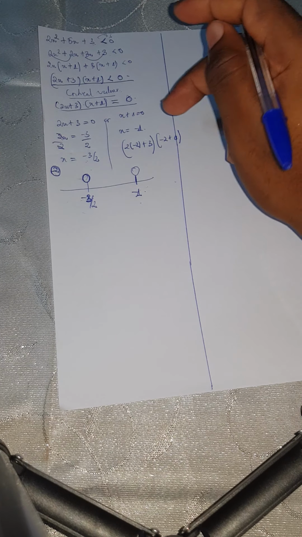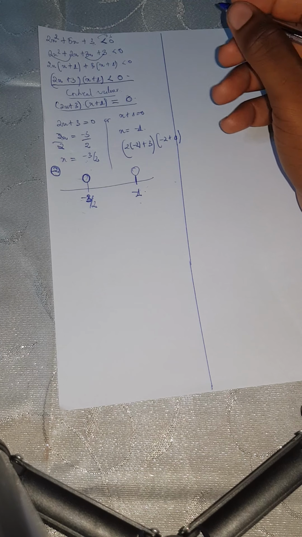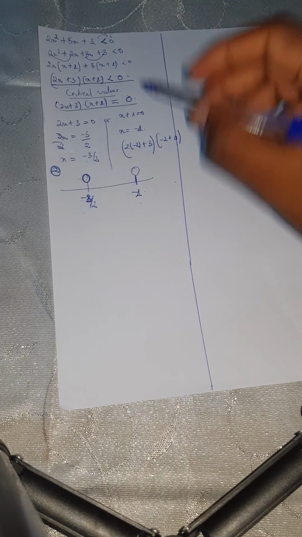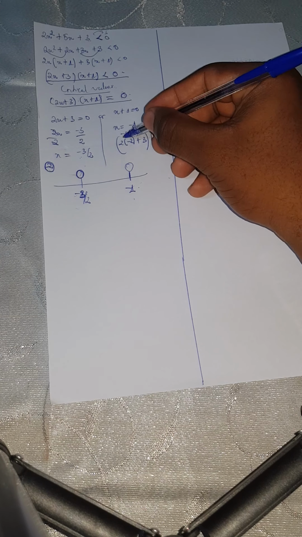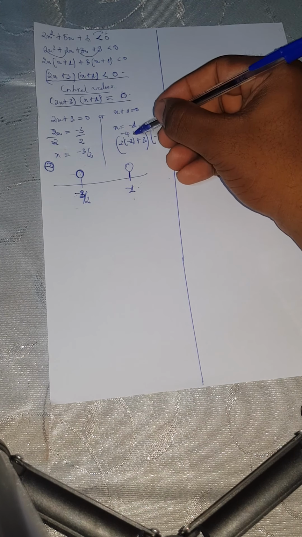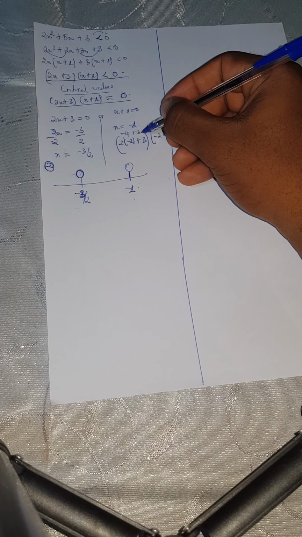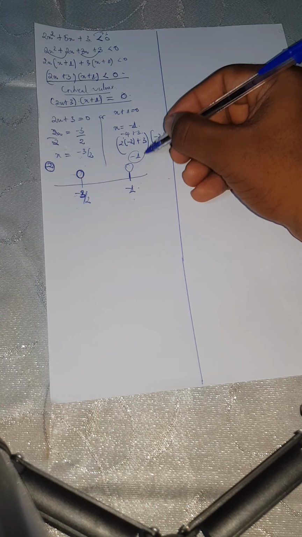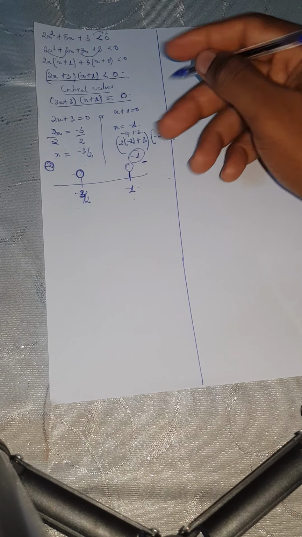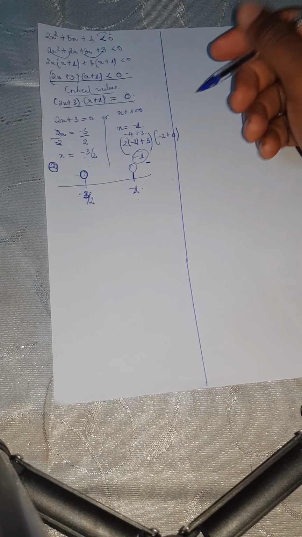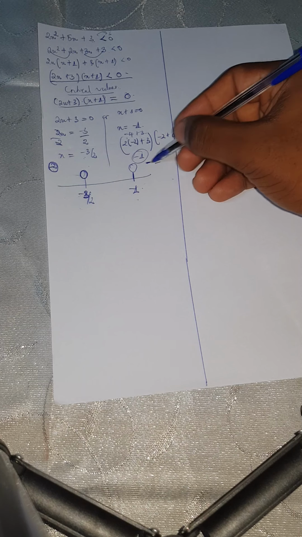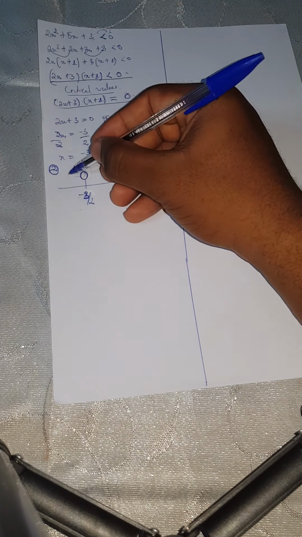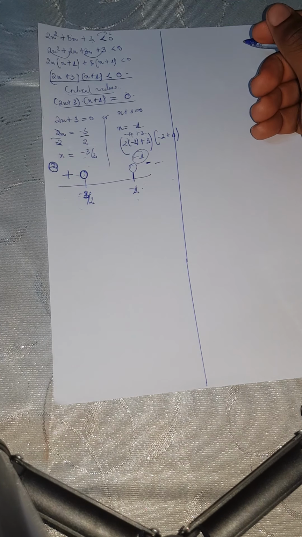The value, is it positive or negative? That's what we're trying to find. So 2 times negative 2 is negative 4. Negative 4 plus 3 is going to give negative 1, which is a negative value. I just maintain the negative because I want to find the sign. Then 2 times negative 2 is negative 4, plus 1 gives a negative still. So negative times negative is going to give me positive. So at this side, I'm going to have a positive.